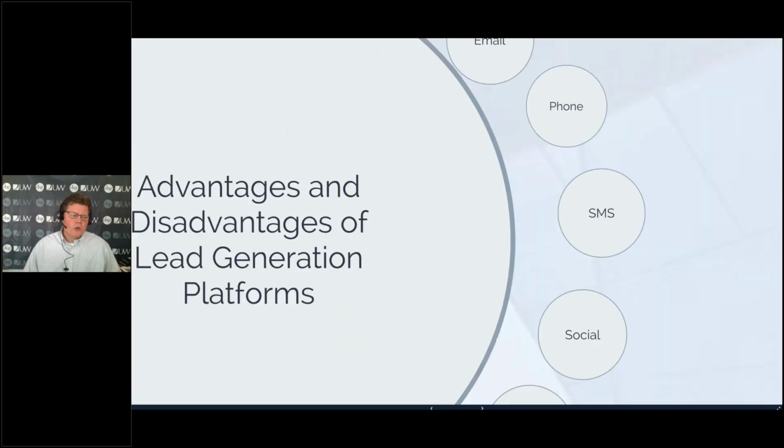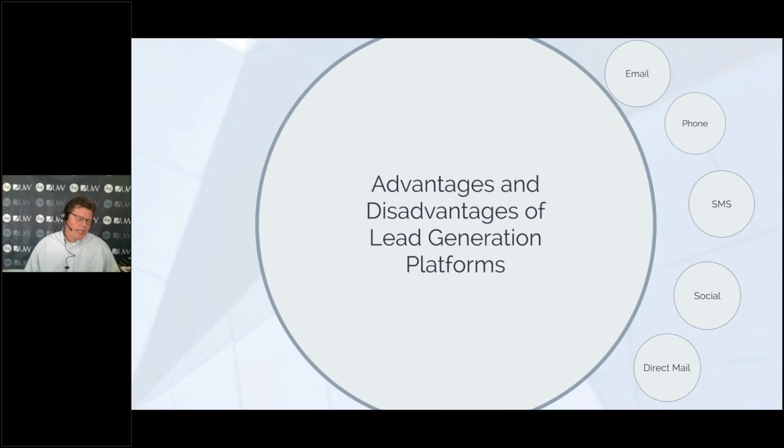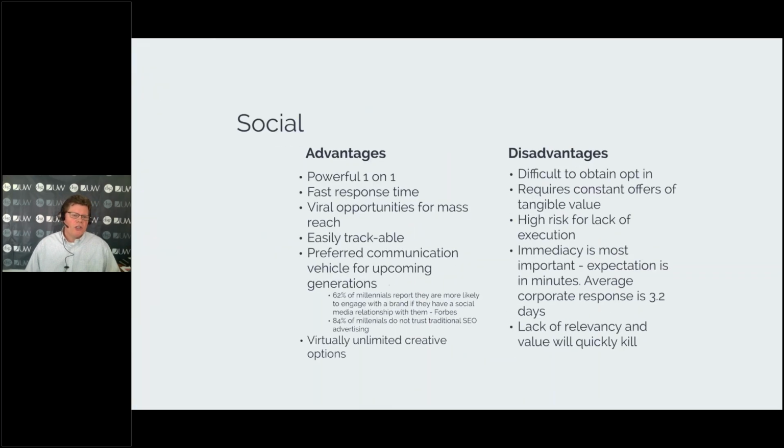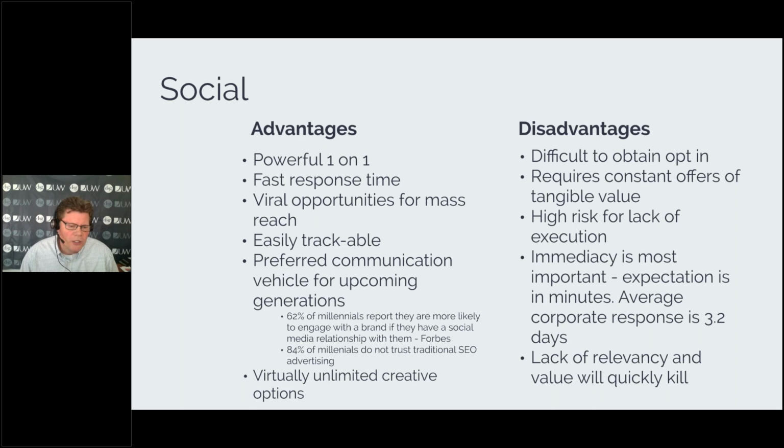So super, super fast response time with text messaging. So if you have a business where you think you can use it, it's certainly worth looking into. Social media: powerful one-on-one, fast response time, great viral opportunities, super easy to track. It is the preferred communication vehicle for upcoming generations, as we all know. Here's something interesting that we all know: Millennials and Xennials and Gen Z, we're going to talk more about them, want to interact with a brand that has a social media relationship with them.